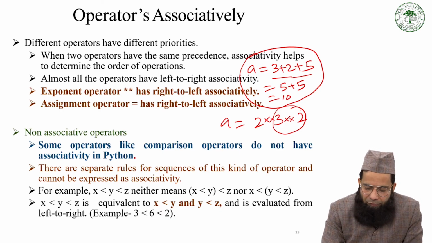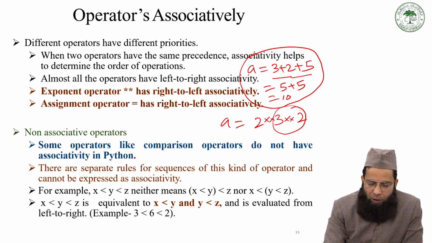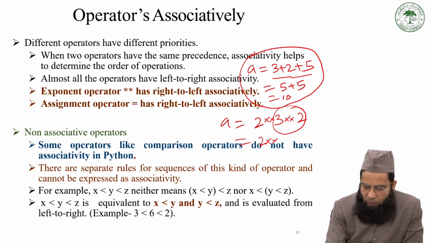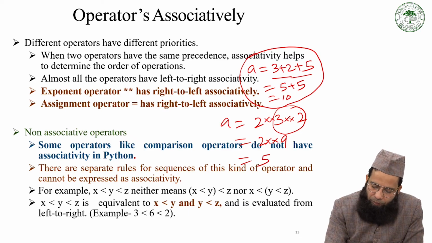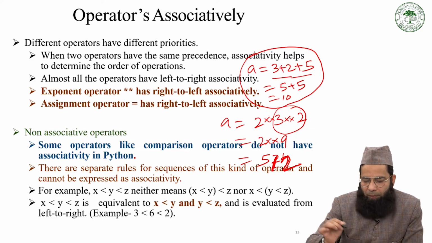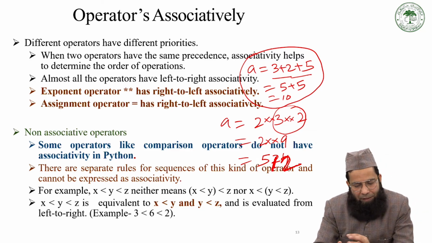Now, if it has exponent operators, the exponent operator actually works right to left. So first this will be executed, and then it will come to this side. 3 to the power 2 is 9. Then 2 to the power 9 is 512. Sorry, 512. So in this manner, it will be executed.